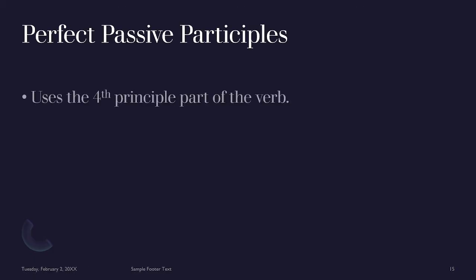So, how do we make a perfect passive participle? We're going to use the fourth principal part of the verb. That's it. There's no getting stems or taking apart anything or thinking about what conjugation the verb is. As long as the verb's got a normal looking fourth principal part, you've got your perfect passive participle. The end. So here would be an example of that.